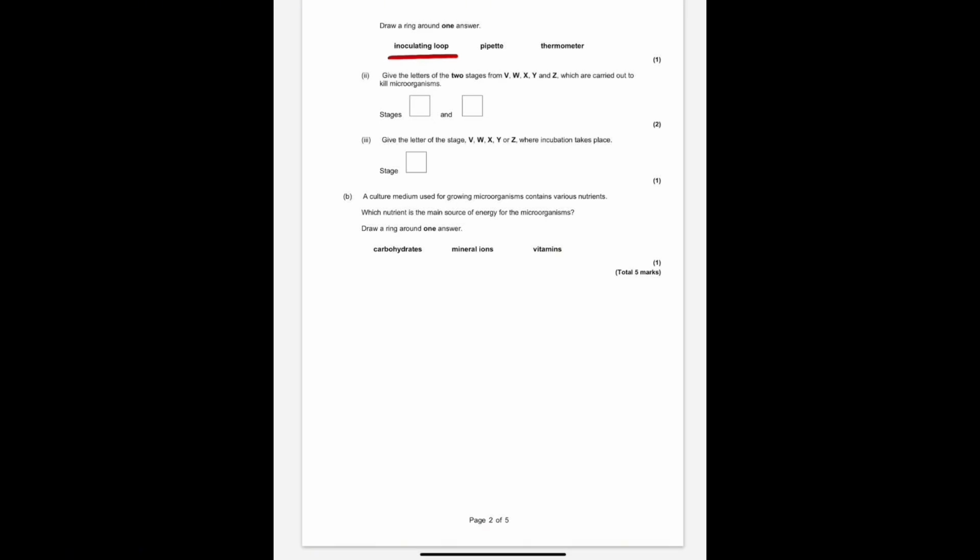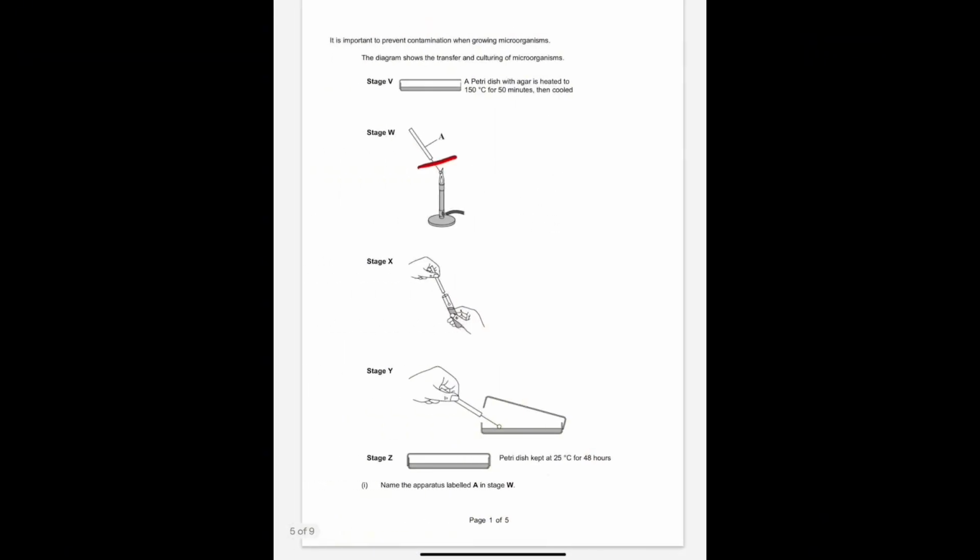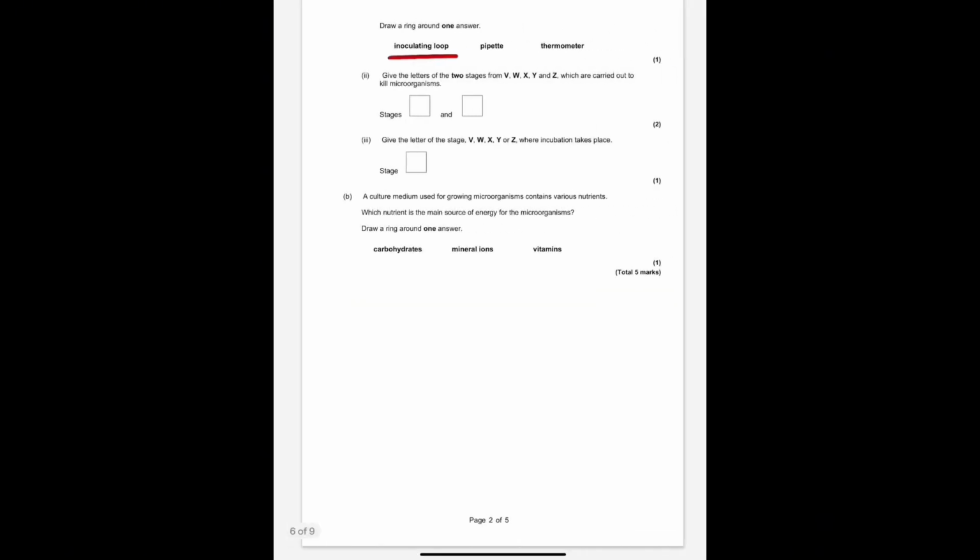Okay, now the next question is asking you, give the letters of the two stages out of these letters here, which is V, W, X, Y, and Z, which are carried out to kill microorganisms. So which two stages are carried out to kill microorganisms? The first stage we already know is going to be A, where we are basically passing the inoculating loop through a Bunsen flame, which you can see over here. And then the second one is going to be a Petri dish with agar heated to 150 degrees for 50 minutes. So it's going to be these two stages here, which is going to be V and W. So I'm going to write this down here.